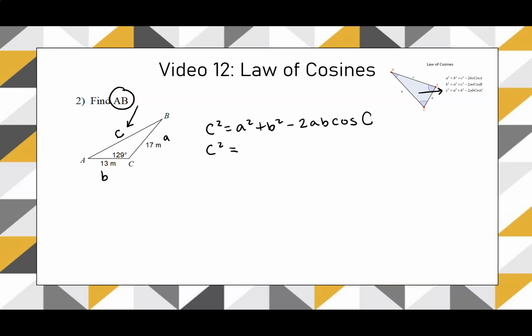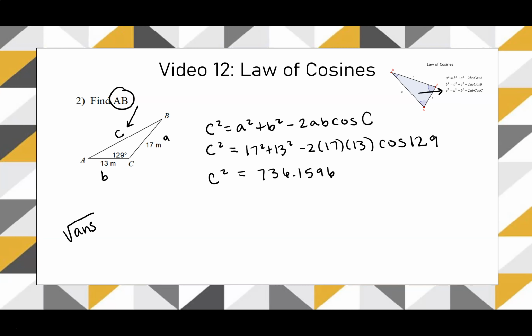All right, plugging into that, I get 17 squared plus 13 squared minus 2 times 17 times 13 times cosine of this case is 129. All right, do that math out, and I get C squared is equal to 736.1596. Like I said before, I actually keep that in my calculator. I do the square root and then answer. So it basically looks like the square root of the previous answer. But just take the square root of that if you're confused about what I'm talking about, and you're just going to get roughly 27.13 inches.